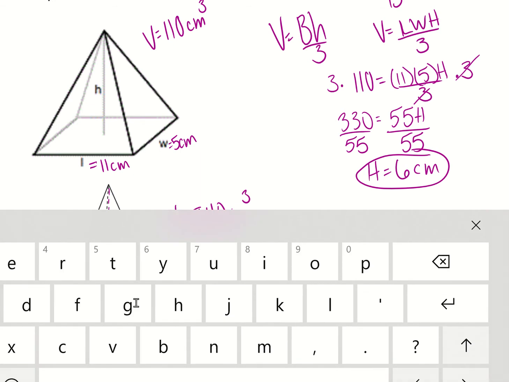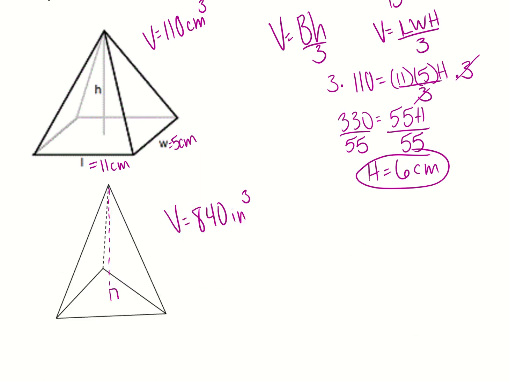I want to say that the triangular base has a base length of 20 inches and a height of 21 inches. Now our goal is to find this height right here, so the actual height of the pyramid. So we're going to remember our formula, which is volume equals base times height divided by 3. In this case, because we're working with a triangular base, our base is equal to base times height divided by 2. And so I'm going to substitute that into my equation.